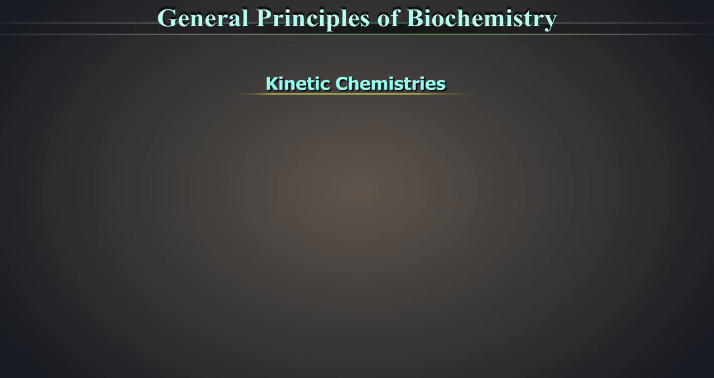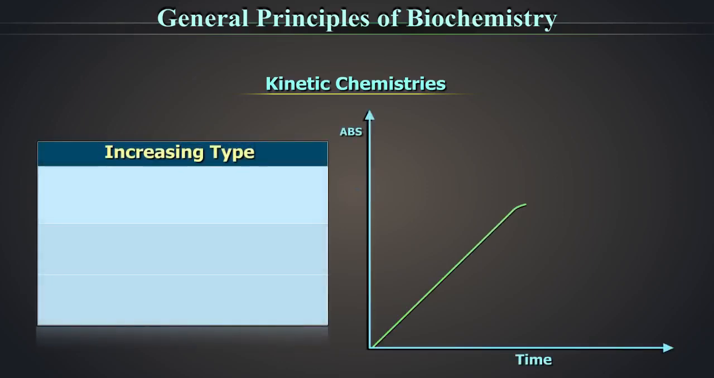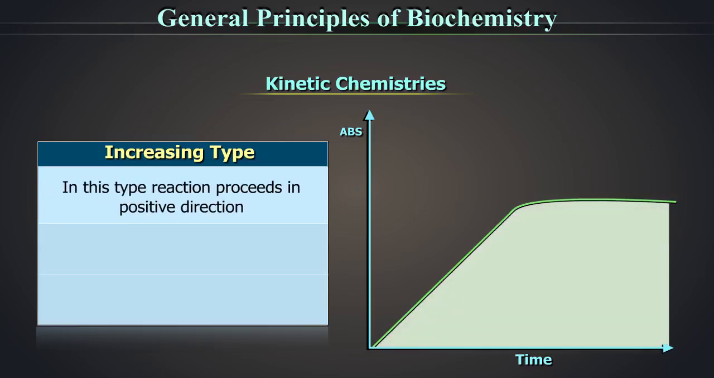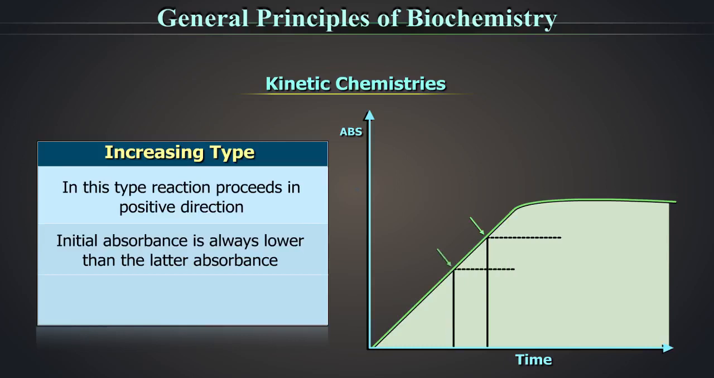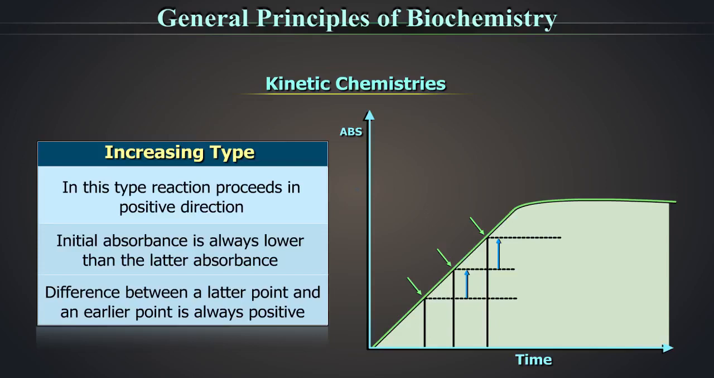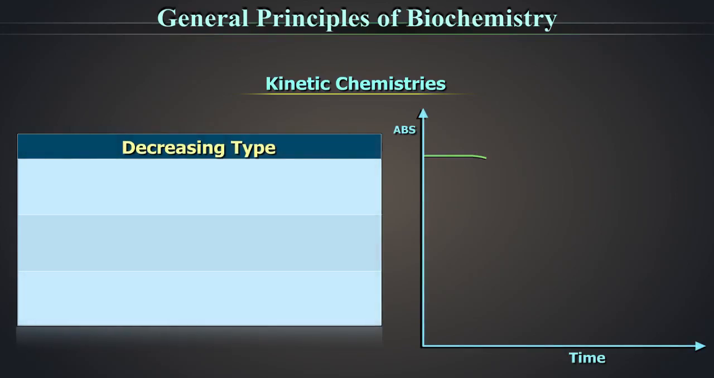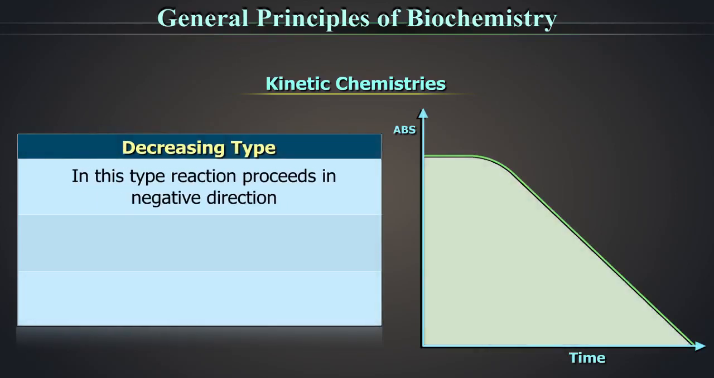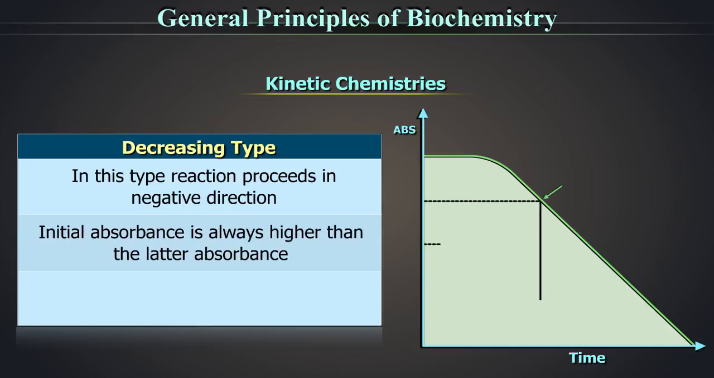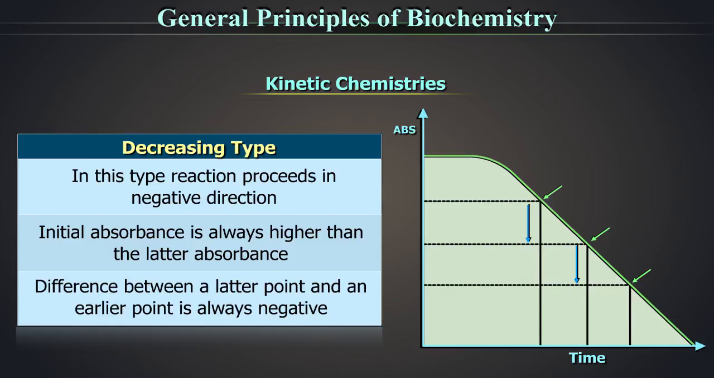Kinetic chemistries could be classified as A. Increasing type. In this type, the reaction proceeds in a positive direction, wherein the initial absorbance is always lower than the latter absorbance. The difference between a latter point and an earlier point is always positive. B. Decreasing type. This type of chemistry is also called a negative direction type. Initial absorbance is always higher than the latter absorbance. The difference between a latter point and an earlier point is always negative.